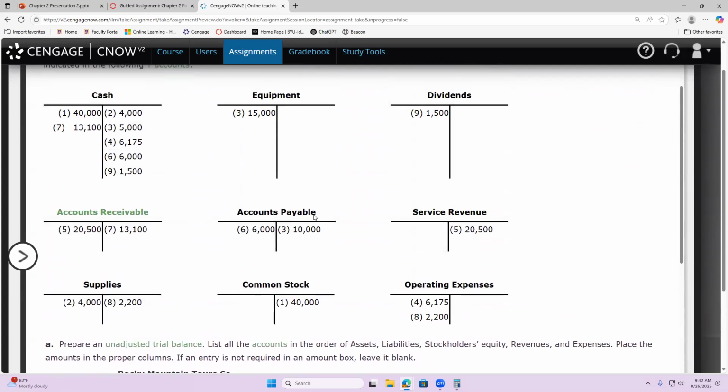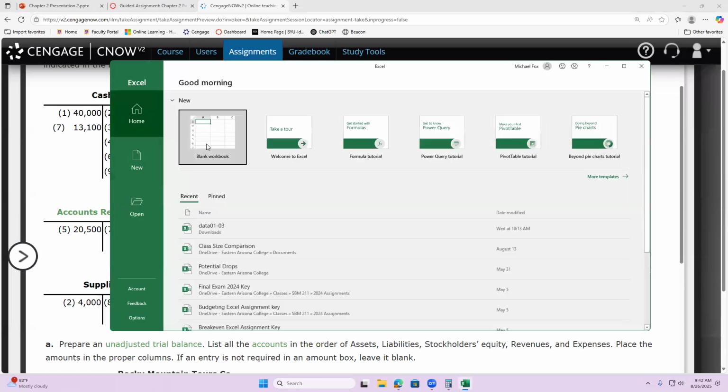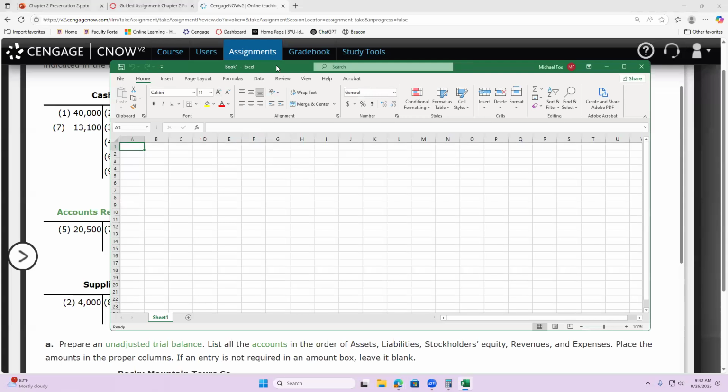And then we have to find the balances of each of these. Some of it will be really easy, like equipment only has one entry, but cash has a bunch of entries. So what do we do? We're going to add up the debit side to find the total of the debits, add up the credit side to find the total of the credits, and then subtract the smaller one from the bigger one. I found Excel to be a nice tool for this.